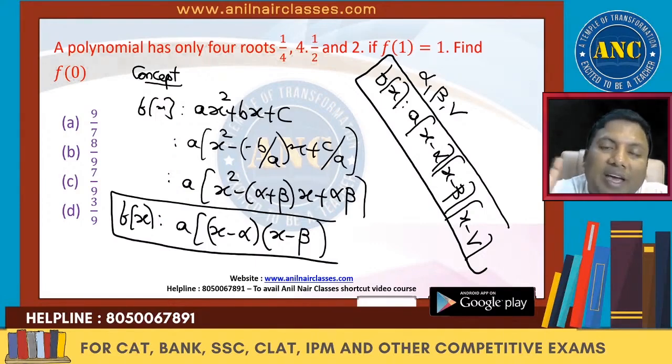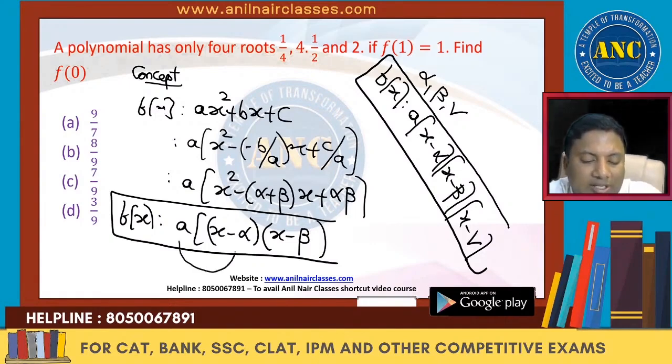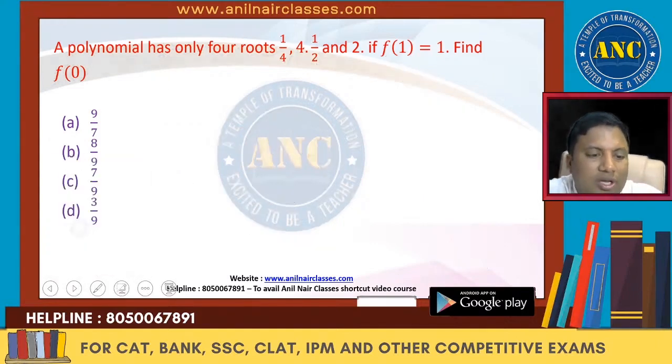If f of k is some value, it is given. Any quadratic expression can be written as a into x minus alpha, x minus beta. Now let us solve this question. A polynomial is there with a degree 4.